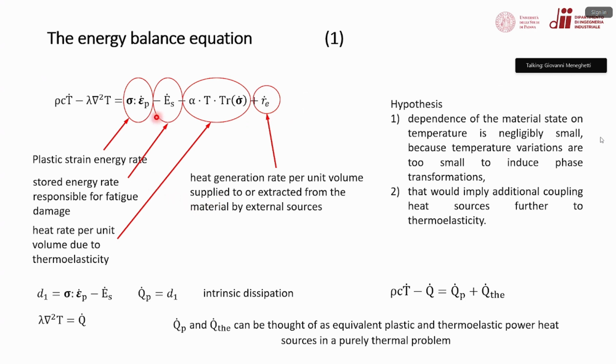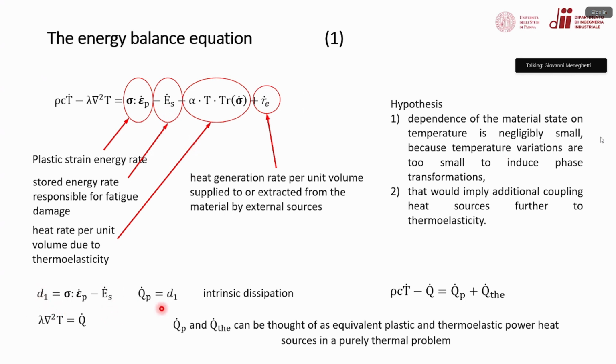Now, the intrinsic dissipation, according to the definition given in the literature, is given by the sum of the first two terms on the right-hand side of this equation, namely the plastic strain energy rate minus the stored energy, inside which we have also the contribution from which the fatigue damage accumulation depends. So the intrinsic dissipation D1 is equal to this term.